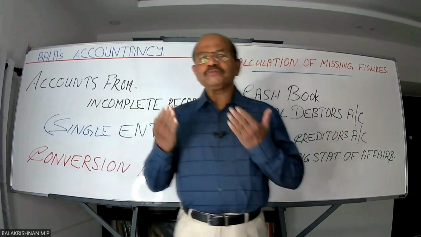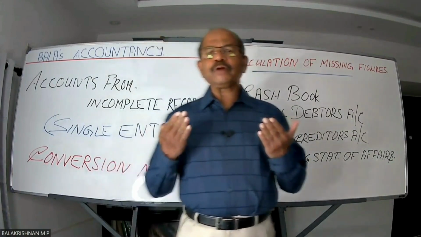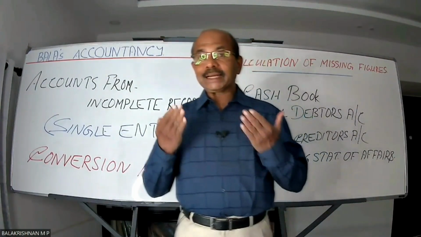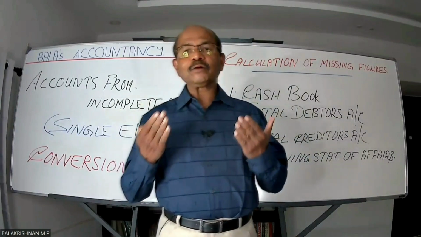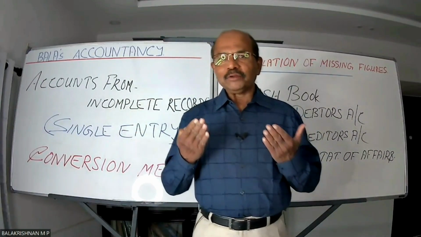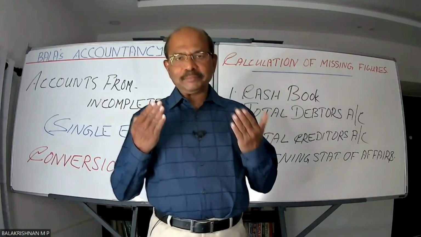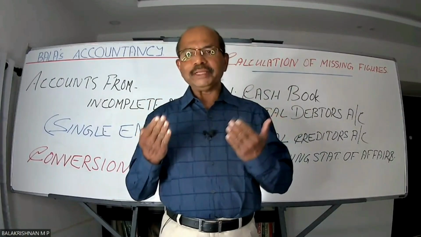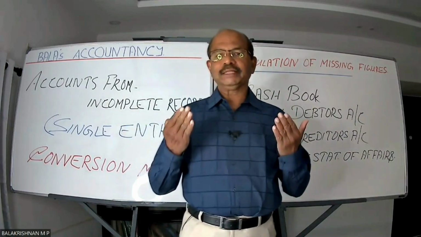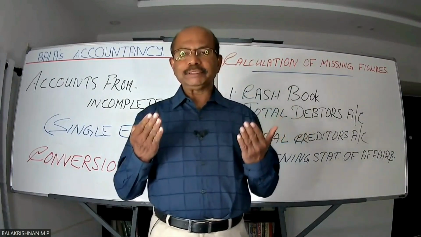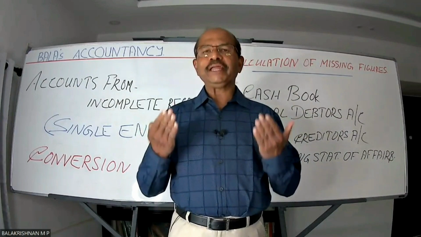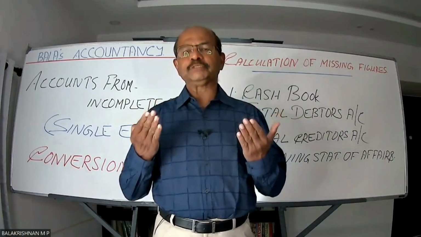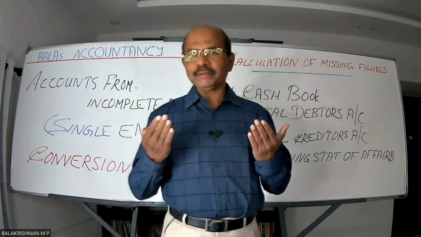Since the opening value of the furniture and the closing written down value of the same is given, we could determine the amount of depreciation, being the difference in the furniture account. Of course, in the debit side of the furniture account, we have taken into account the cost of purchase of the furniture during the year. Okay.